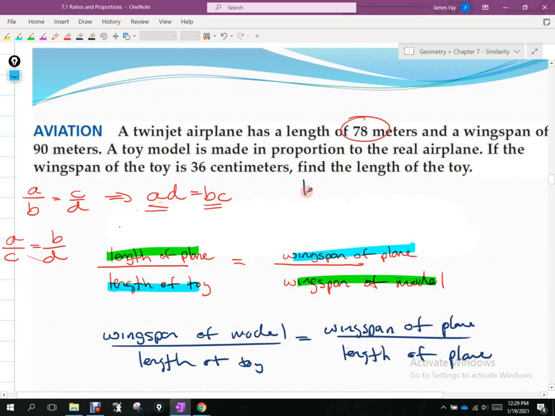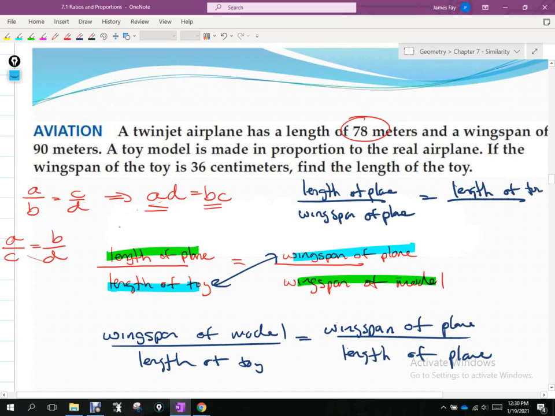Some people will say, I'm going to write it as length of plane over wingspan of plane. And then on the right-hand side, all I'm doing is starting with this one, length of plane, and I've flip-flopped these two. So here it's going to say length of toy divided by wingspan of toy.